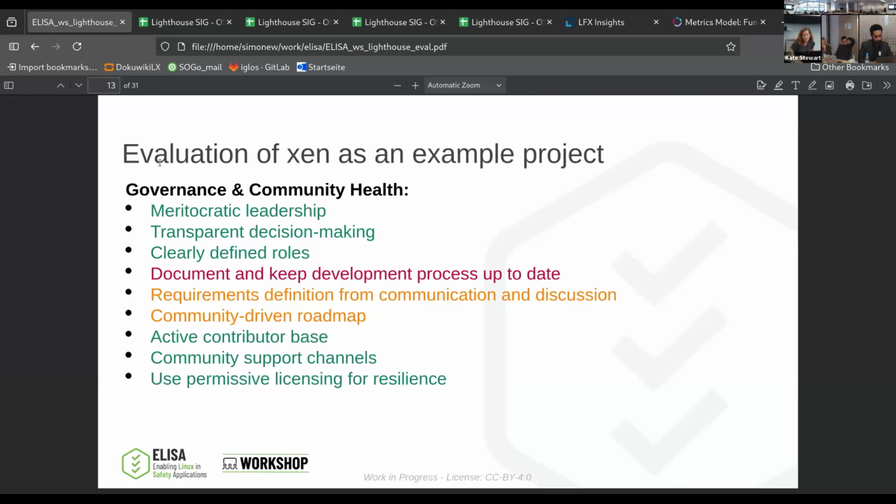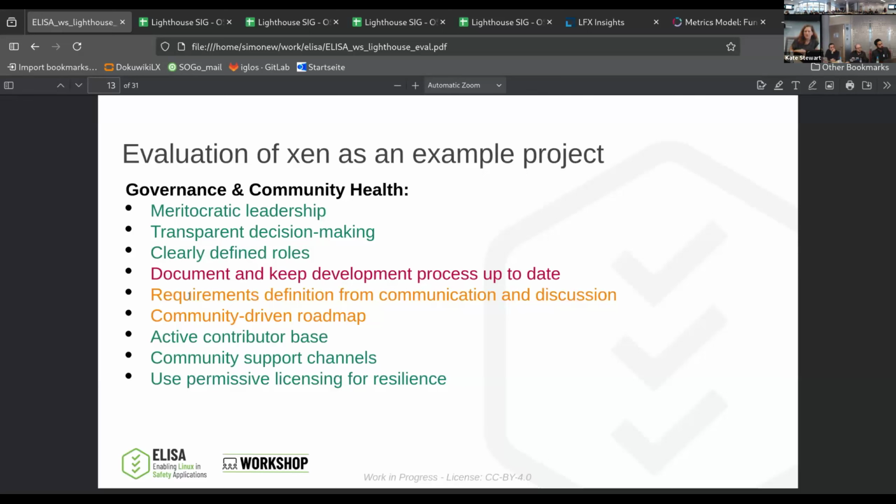Active contributor base. I just did an evaluation based on the Git commits, and we'll show a lot more for that. Then community support channels, I would rate this as good if there is at least one responsive channel, which was the case. So they had mailing lists, they also had Slacks and so on. So at least one responsive channel where you see interaction ongoing, not just people asking. And also the license was not a problem.